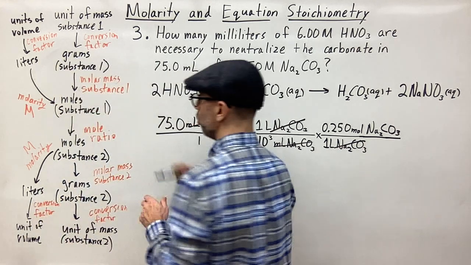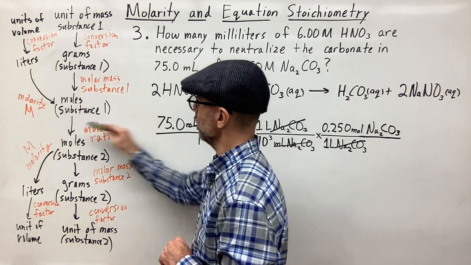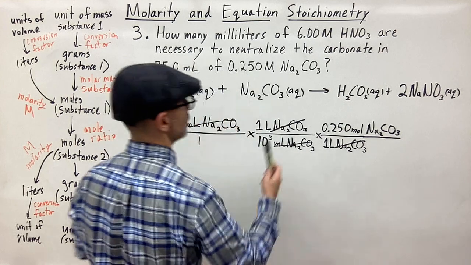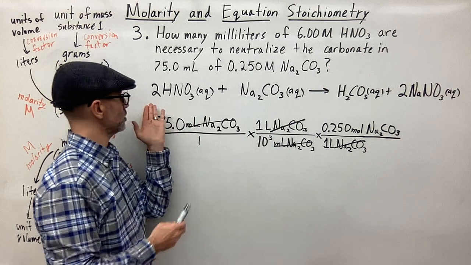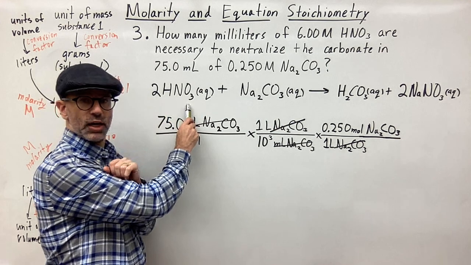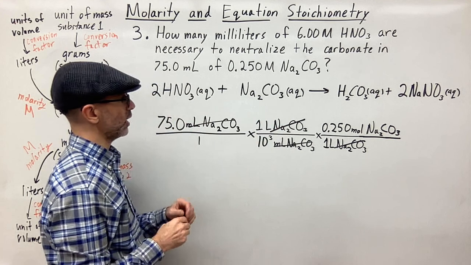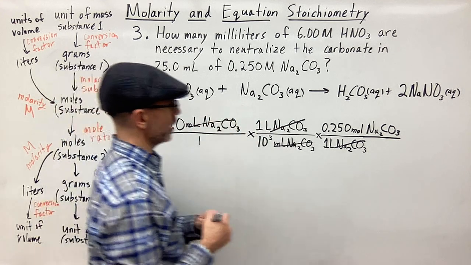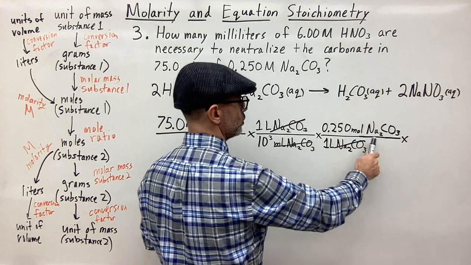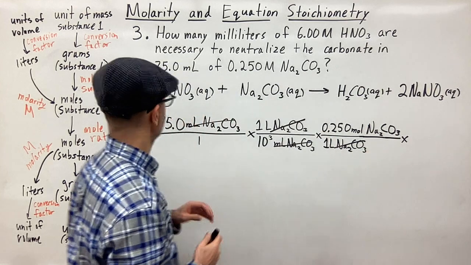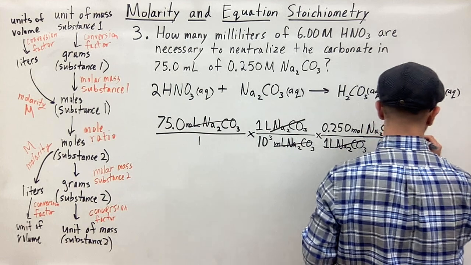Now I'm at moles of the sodium carbonate. I need to get the moles of the nitric acid, HNO3. So that's where the mole ratio is going to come in. So I have 2 moles of the HNO3 to 1 mole of the sodium carbonate. So it's a 2-to-1 ratio. So here I have moles of Na2CO3 on the top. So I want moles of this on the bottom. So it's going to be 1 mole.